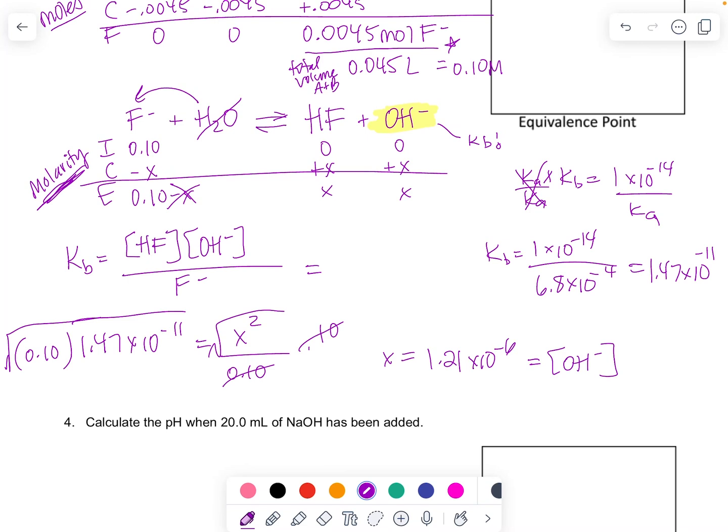I could take the negative log of this value. That will give me my pOH, which is 5.91. And then I take 14 minus 5.91, and I get a pH value of 8.08.